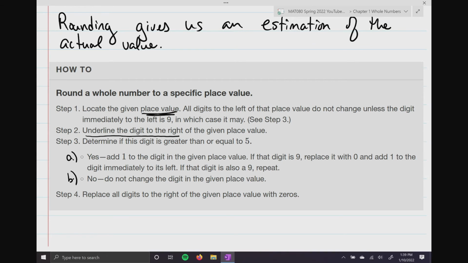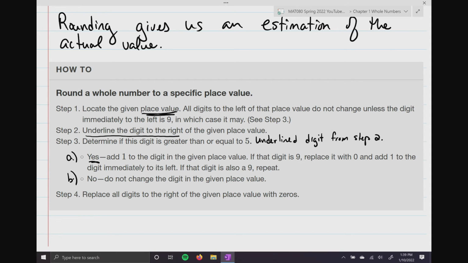Now, what they're asking you is about the underlined digit, and this is from step 2. So if that number is 5 or more, then you would say yes, and you would add 1 to the given place value. If the digit is a 9, you replace it with a 0 and add 1 to the digit immediately to its left. I will show you an example of that.